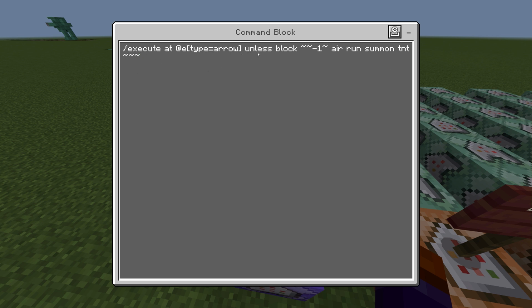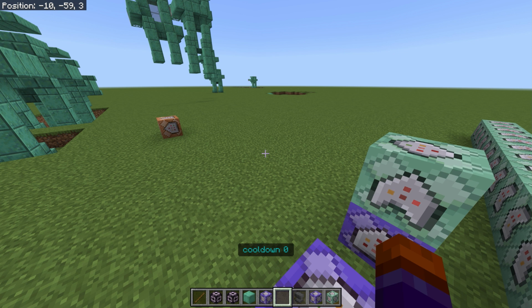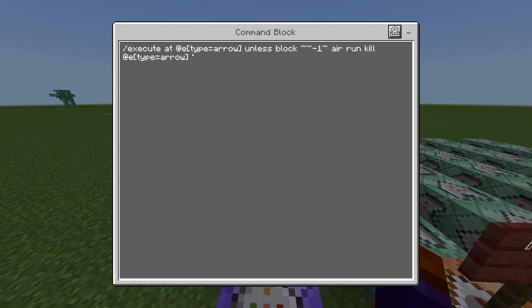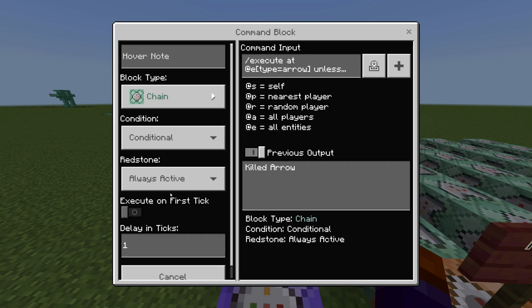So execute at type equals arrow unless block below it is air. So if the block right below it is air, it will not summon TNT. So it won't just explode in the air. It has to actually hit the surface first. So if it hits the opposing mech, it will explode, or mobs. And then it kills the arrows, so it doesn't summon a ton of TNT and blow up your mech. So execute at E type equals arrow unless block above or below at -1 is air, run kill type equals arrow, and then this is a chain conditional, always active.